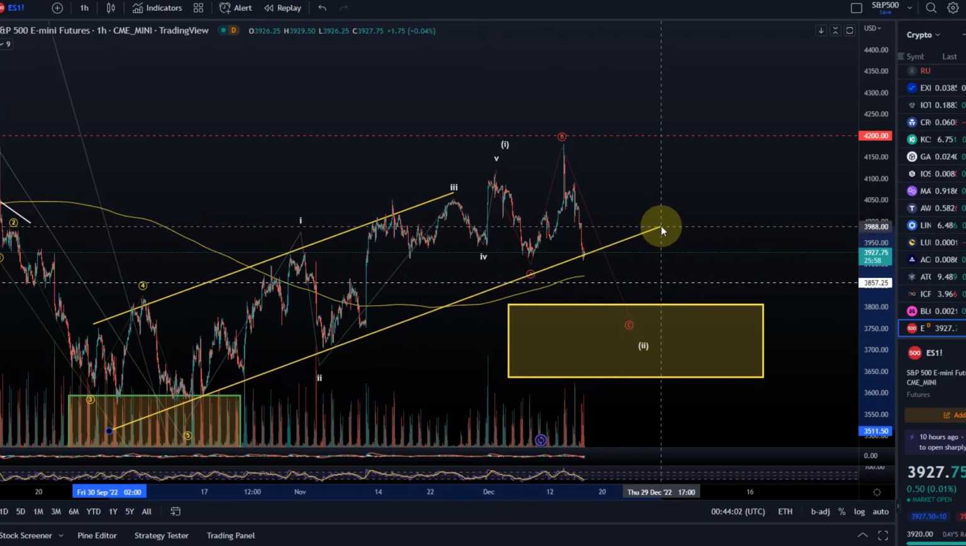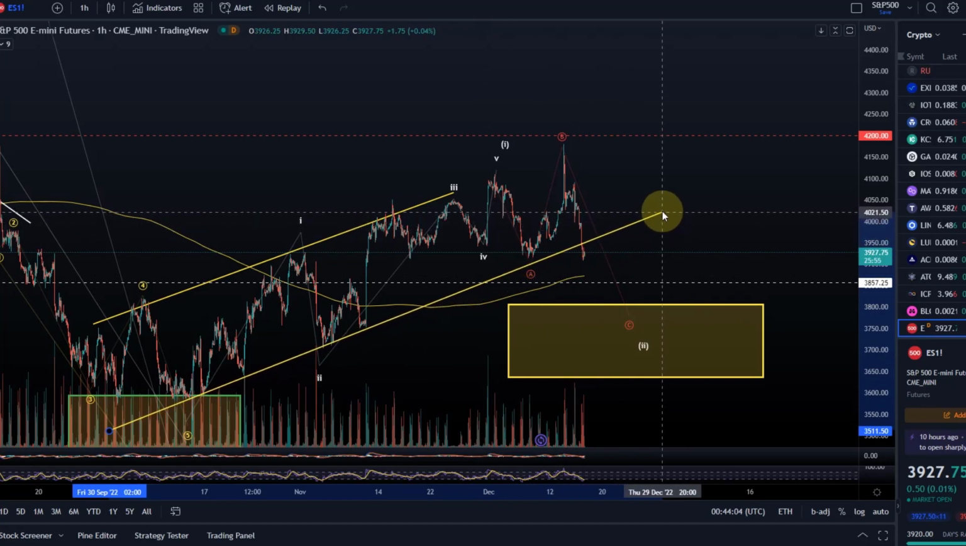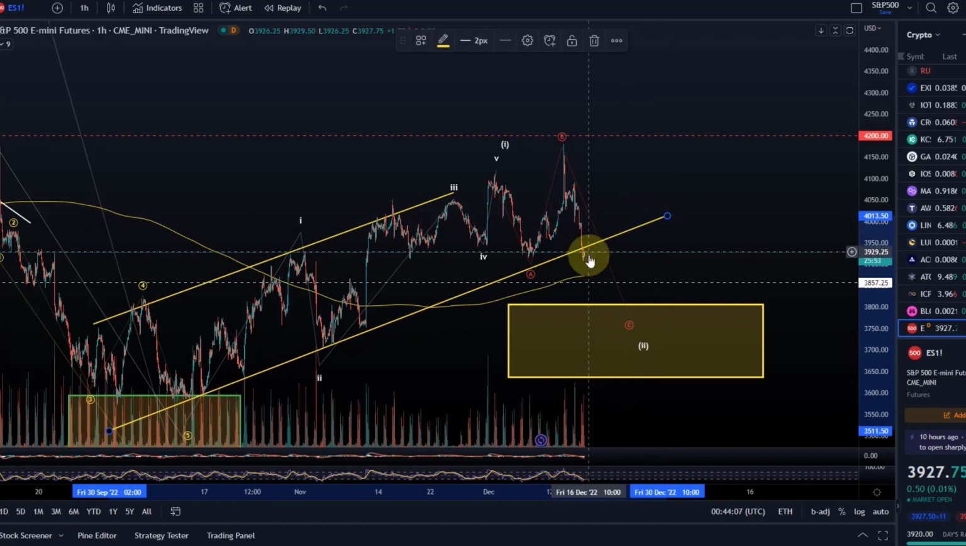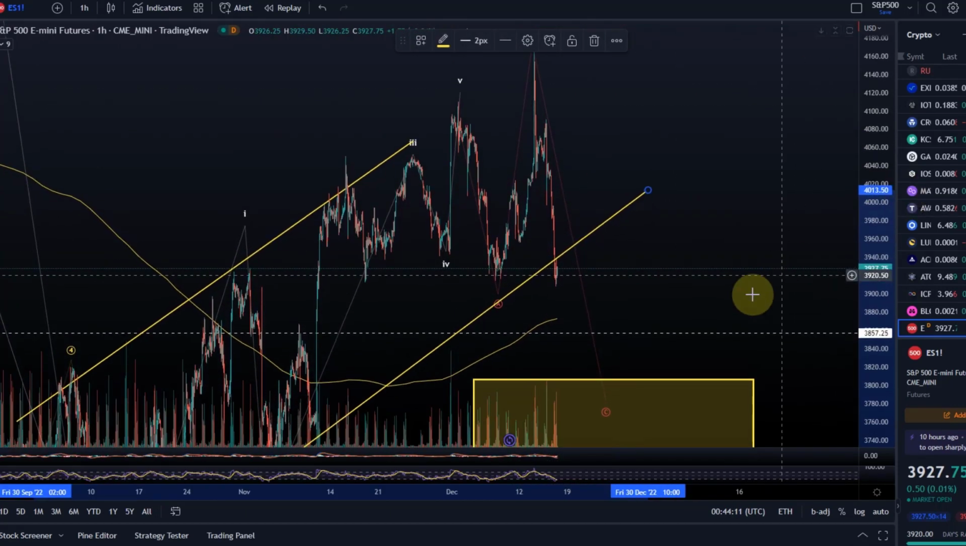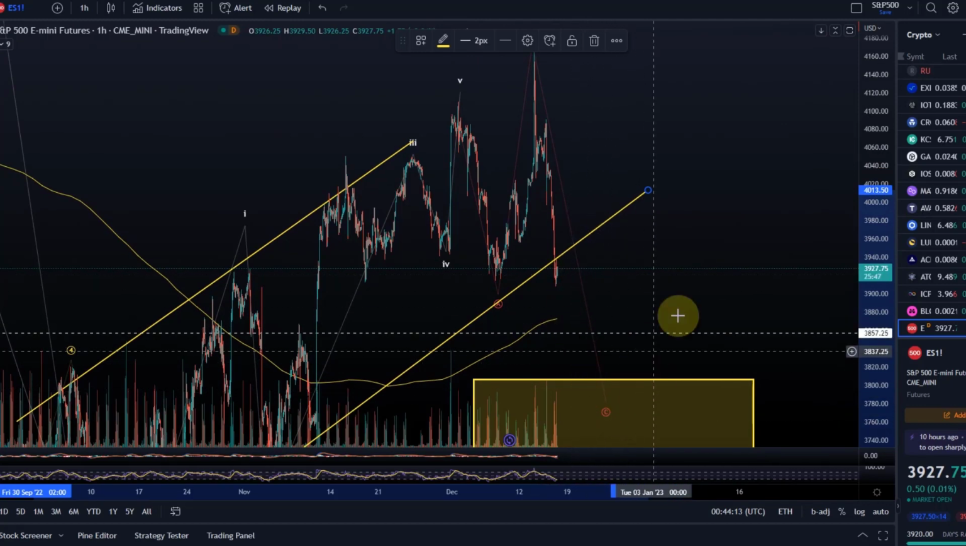Yeah? Also, if I extend that trend line here, you can see we actually dropped below that now. That would rather suggest a little bit more downside, but would still be in accordance with both targets here, that we drop a little bit lower.